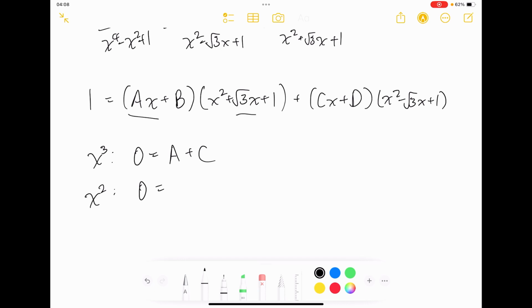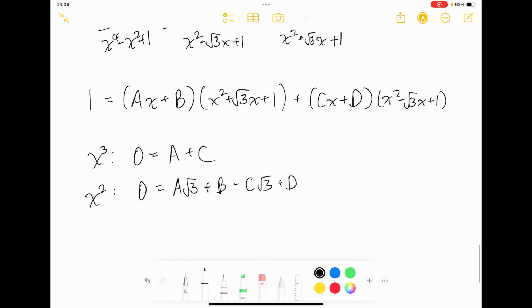ax times root 3. So a root 3 plus bx squared, that's 1. And then cx times negative root 3, so that's minus c root 3. And then, what else? Plus d. There we go, plus dx squared.